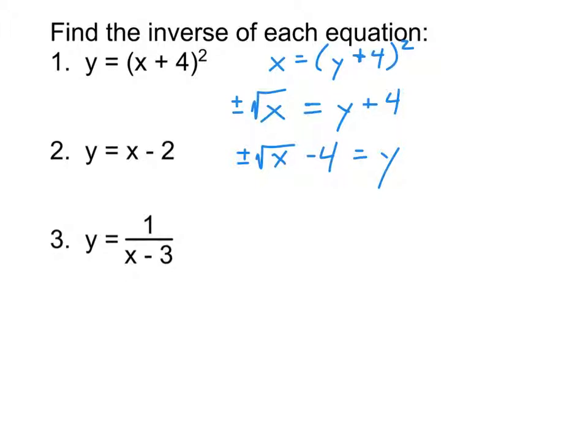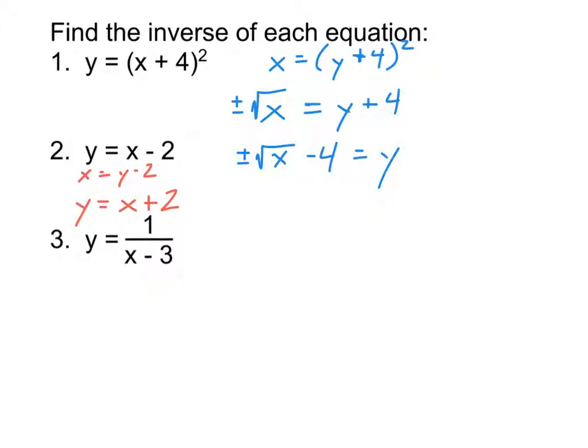All right, number 2, same basic idea. We start by swapping x and y. So x equals y minus 2. We then solve it for y. Nice and easy on this one though, right? In this one, you should get a final answer of y equals x plus 2, because all we got to do is add 2 to both sides of that equation.